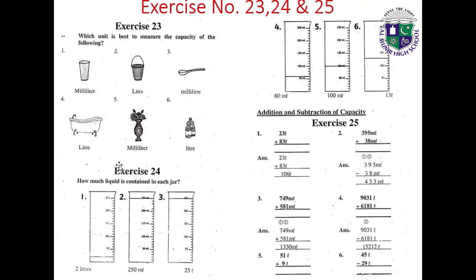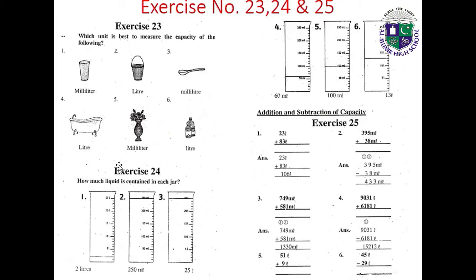Next exercise, exercise 23. Which unit is best to measure the capacity of the following? Milliliter or liter? How much is the value of capacity? For a glass, milliliter will be added. And the next, basket: liter; spoon: milliliter; and the last, liters.